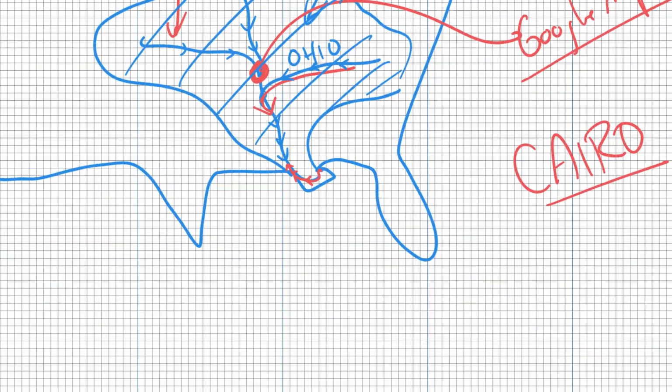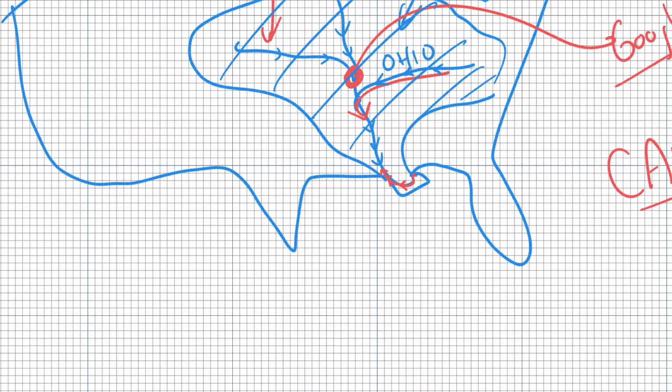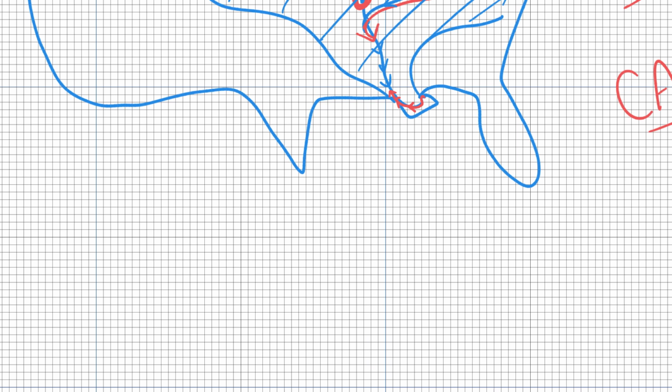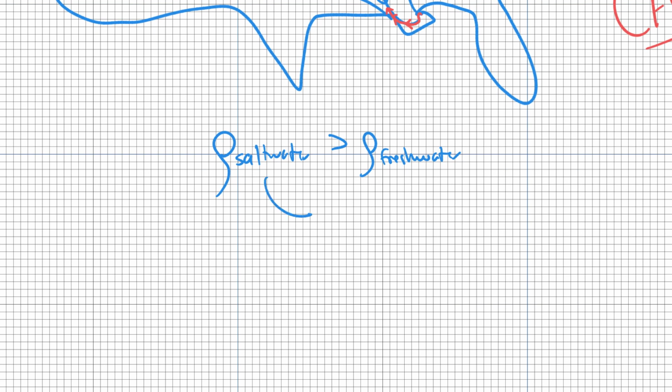Now, the explanation that you will get from a lot of people, and of course, this is a huge problem, but let's start with the explanation. The explanation people give is that the density of salt water, rho, is greater than the density of fresh water, which is true. And they say that because the density of the salt water is greater than the fresh water, it just flows under the fresh water.